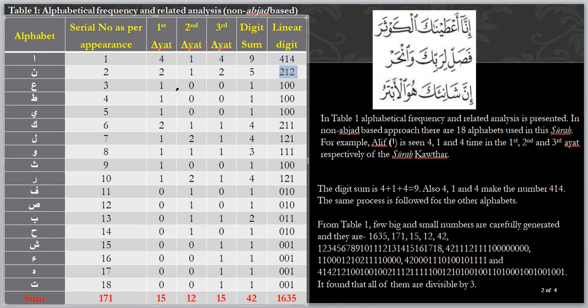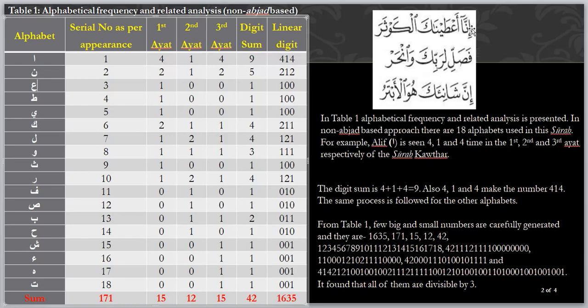So in this way, the rest of the alphabets are also shown. The third appearance is actually Ain. Inna shani'aka, inna a'tayna.